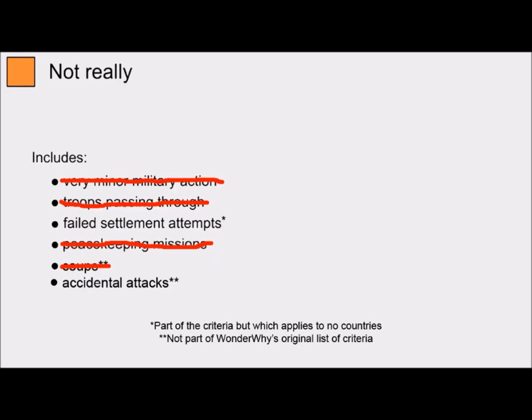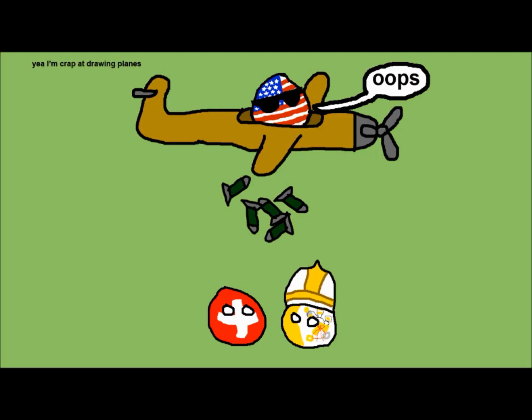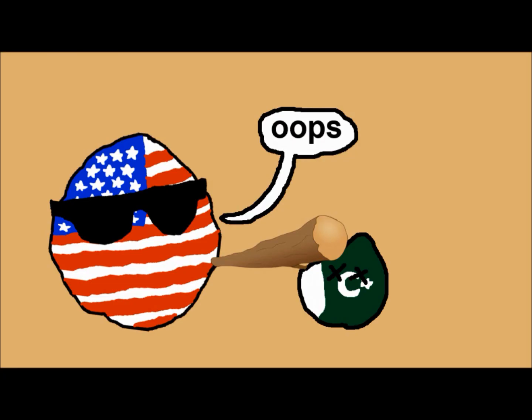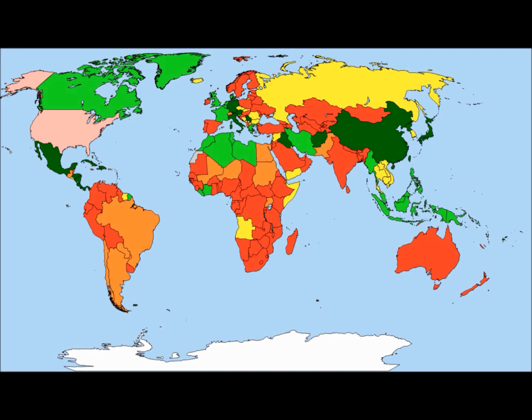The final countries I'll mention are ones which America accidentally attacked. During World War II, we accidentally bombed the Holy See and Switzerland, and we accidentally attacked Pakistan in 2011. The last category is countries which the United States, even by the absolute loosest definition of invasion, has never invaded, shown in red.